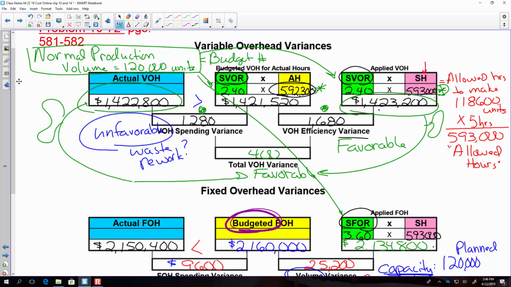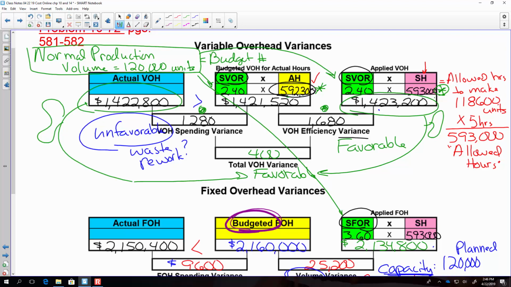Let's just start up here. If we turn the page to 582, it says during the year they produced 118,600 units, worked approximately 592,300 hours. Well, in my yellow box, here's my 592,300 hours, and I'm using my 2.4 as my variable rate, my standard. I come up with 1,421,520. That number is compared to what?